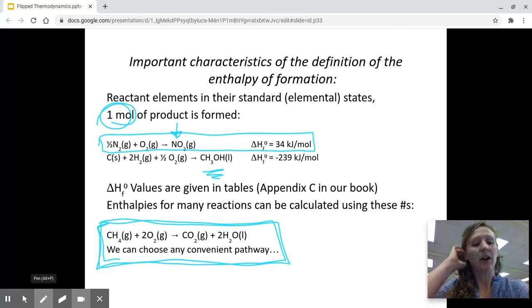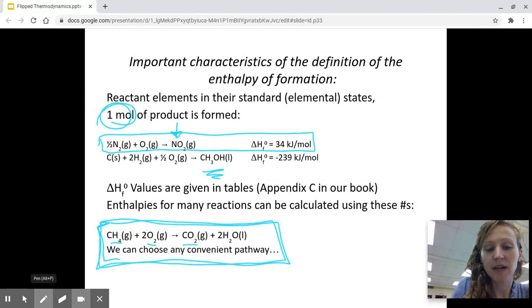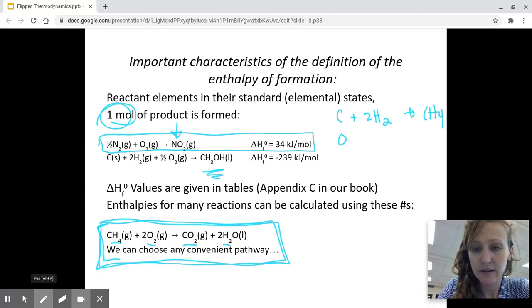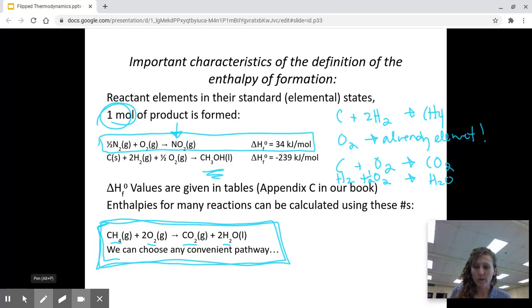So let me show you this. All right. You're going to go to the back of your book. You're going to look up enthalpies for methane, oxygen, carbon dioxide, and water. And we're going to write out the formation reactions for all of these. So take a minute, pause this video, write out the formation reaction for all of these compounds, and then go look up the standard enthalpies of formation for these molecules. And go. All right, there's all the formation reactions.